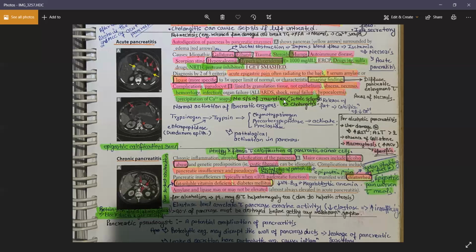So we have discussed everything about acute pancreatitis. We have discussed what acute pancreatitis is, what the pathology behind it is, what the causes are, how you diagnose the condition, and what the complications are, right?